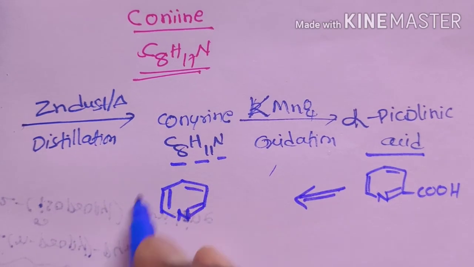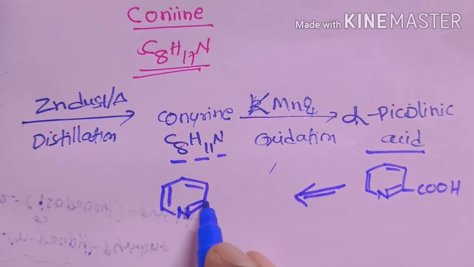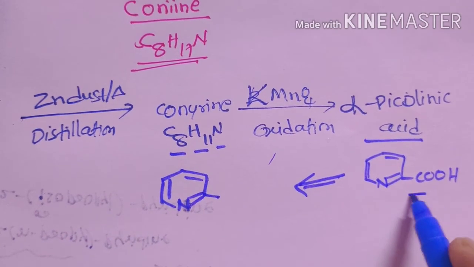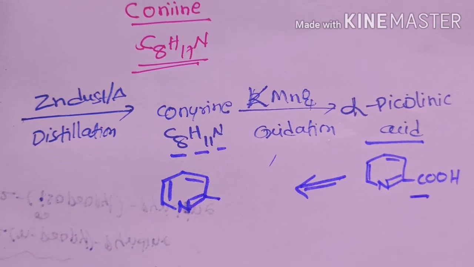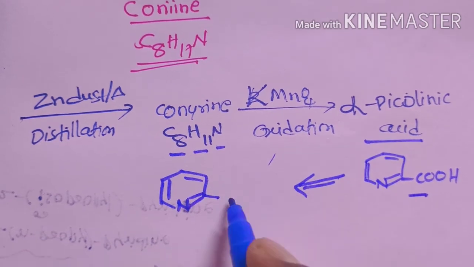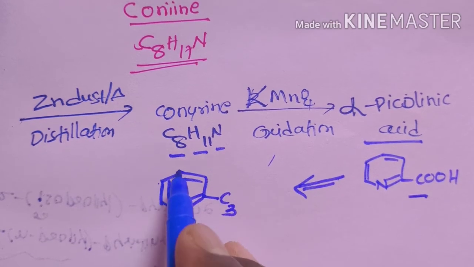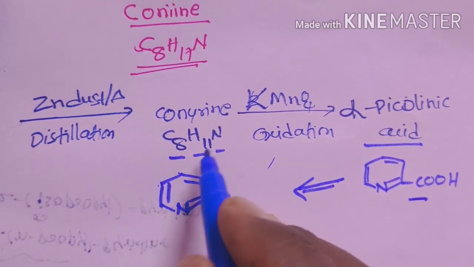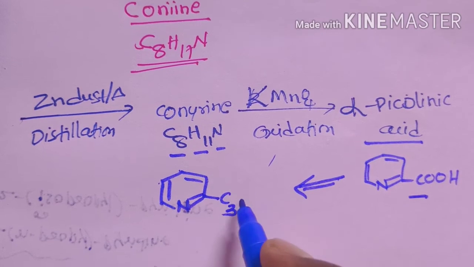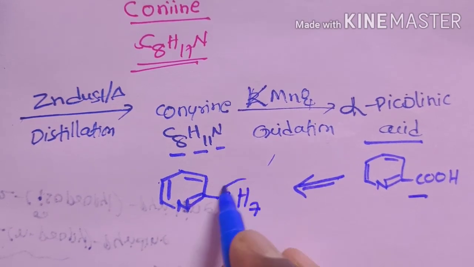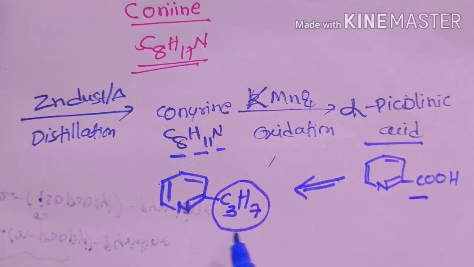And in the pyridine ring we have only 5 carbons, so on the side chain at the second position, because here at the second position we are having the carboxylic acid, so at the same second position we would write the 3 carbon atoms here, and here 1 2 3 4 hydrogen atoms are there, and if you remove the 4 hydrogen from here we would write the 7 hydrogen atoms here. So the formula of the side chain is C3H7.